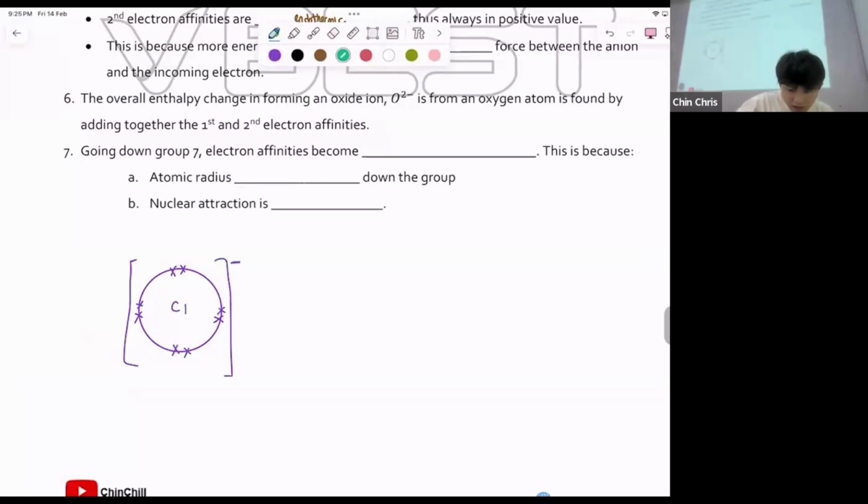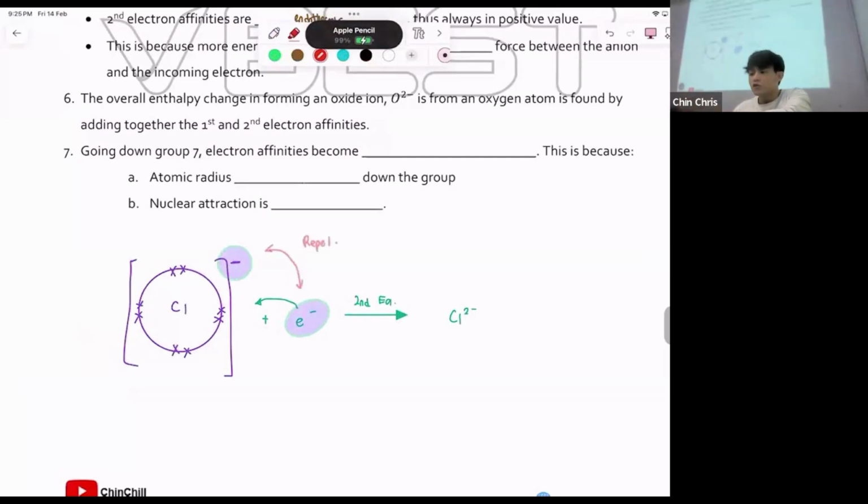So guys, you see, let's say if you want to add one more electron in, to turn it into a Cl2 minus. This is your second EA, right? Do you see that negative charge anion and negative electrons, they will repel one another. Understand? So they repel one another, which requires energy to overcome the repulsive forces.